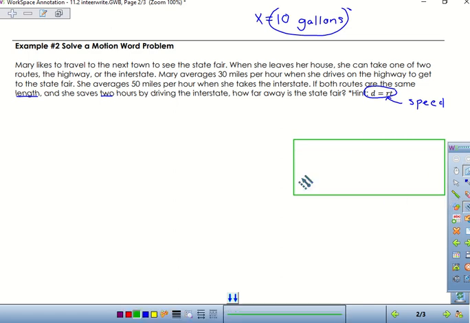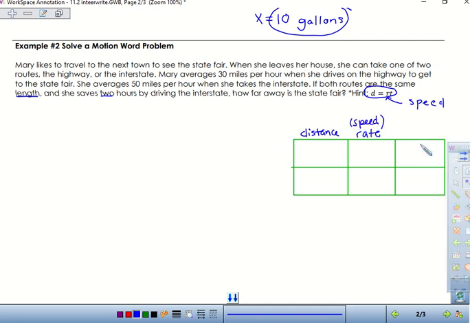Okay, so I'm going to create a chart, and this chart always works for these types of problems. Anything where distance equals rate times time, you can use a little chart like this. So I'm drawing myself a chart, and then what I'm going to do is I'm going to label the values here. So distance, and it doesn't matter what order you put them in, I just like to keep it in the same order as the formula. So this is speed, remember rate and speed are the same thing, and then we have time. And then here are going to be the two different scenarios. So she can either take the highway, or she can take what? The interstate.